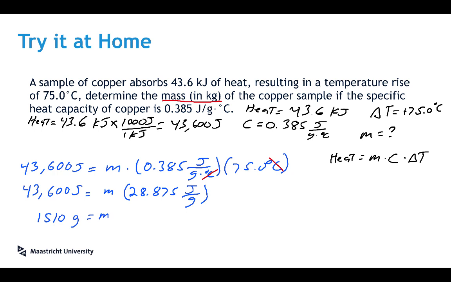The problem asks for the mass in kilograms, so we have to make sure that we do that. So we have 1,510 grams times 1 kilogram for every 1,000 grams, and so that ends up being 1.51 kilograms.